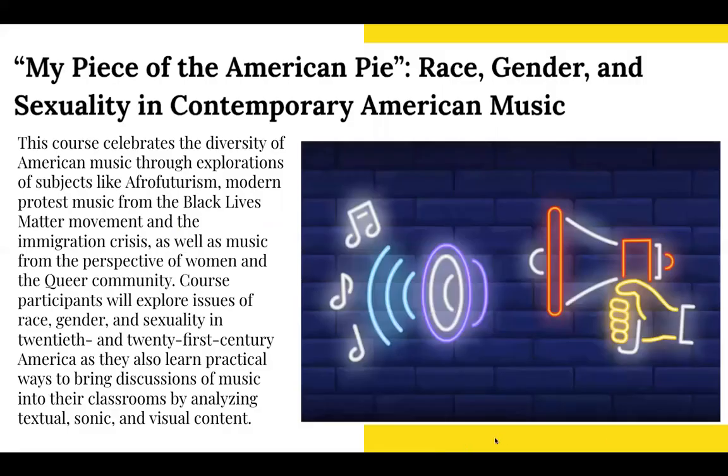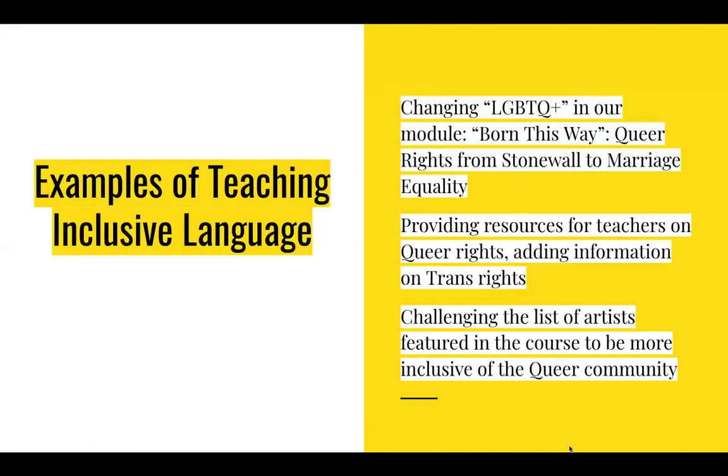Let's take a look at one of our courses, My Piece of the American Pie, Race, Gender, and Sexuality in Contemporary American Music. This course was originally developed by Teach Rock, part of the Rock and Roll Forever Foundation. But as a new employee and a musicologist, I wanted to rethink how to incorporate our progressive, inclusive language and my own interests in contemporary American music. By taking the principles of our inclusive language, I was able to rethink titles of our modules, the support that we offer our teachers in providing resources for supporting trans students, and an opportunity to update the list of artists featured in our module on queer people.